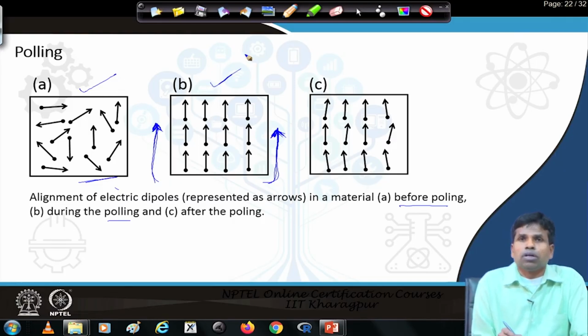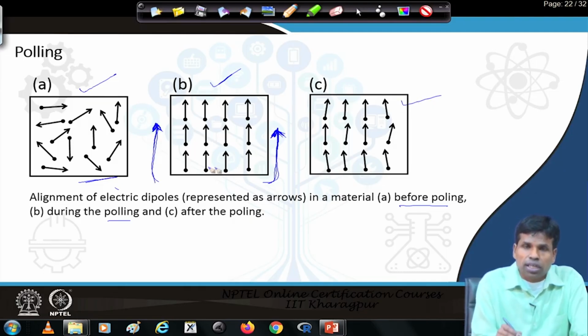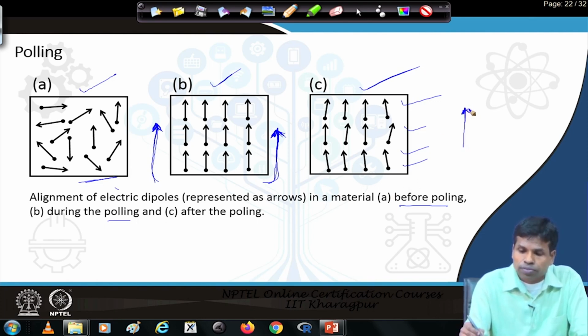Once we remove the electric field, they will not reorient back to the original position. They will remain in almost the same orientation as during poling, as a result of the pinning effect produced by microscopic defects. Due to the pinning effect, they remain aligned in the crystal, and this material is called poled. This is poled, let us say, along the z direction.